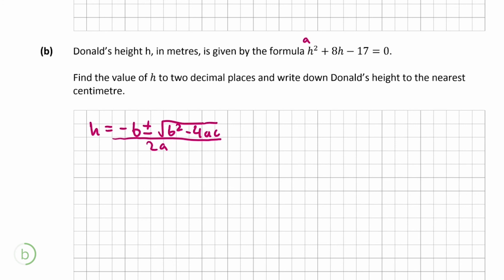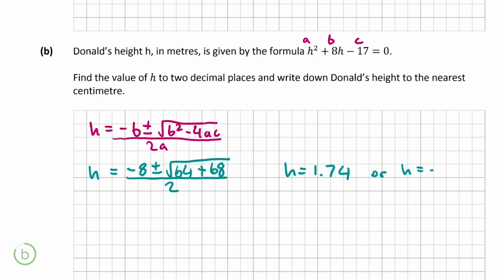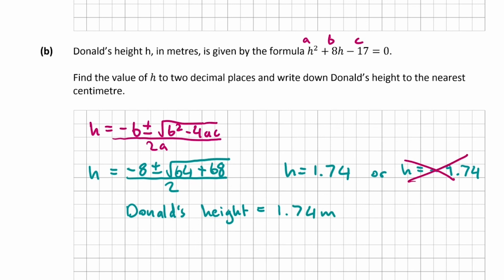So here the value of a is 1, the value of b is 8, and c is equal to minus 17. So once we plug these values into the minus b formula, we get h is equal to minus 8 plus or minus the square root of 64 plus 68, divided by 2. And if you plug these values into your calculator, you find h is equal to 1.74 meters, or h is equal to minus 9.74 meters. Now clearly someone can't be minus 9 meters tall, so the correct answer is h is equal to 1.74 meters, and that's Donald's height. So that's the end of this question.